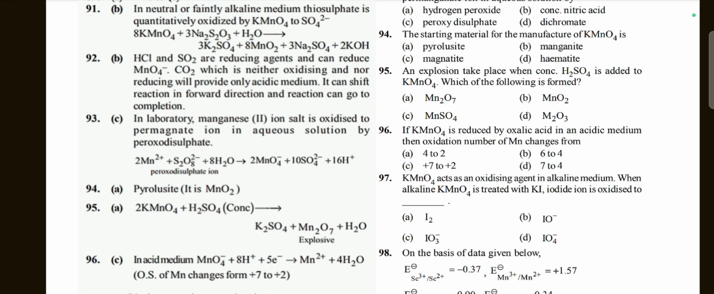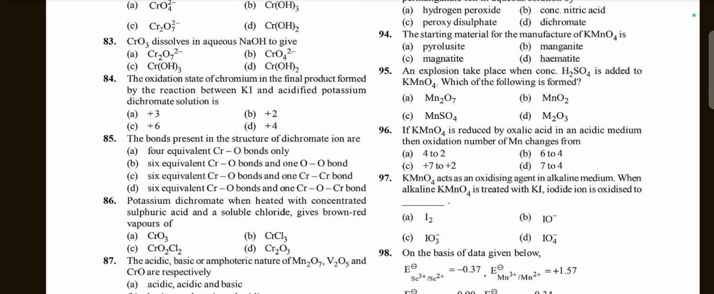96. If KMnO4 is reduced by oxalic acid in an acidic medium, then oxidation number of Mn changes from... So in acidic medium, MnO4- plus 8H+ plus 5 electrons gives Mn2+ plus 4H2O. So oxidation state of Mn changes from plus 7 to plus 2. So option C will be the answer.